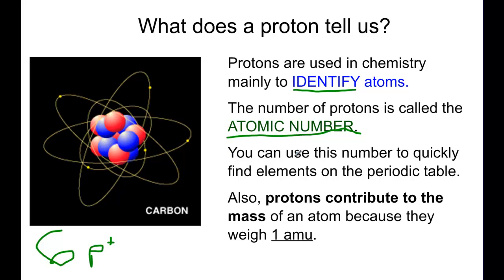Okay, so we can use this to quickly find elements on the periodic table, because the periodic table is partly organized by the atomic number, by how many protons each atom has, or each element will have. And protons contribute to the mass. We know that they weigh 1 AMU, so they contribute partly to the mass of the atom.